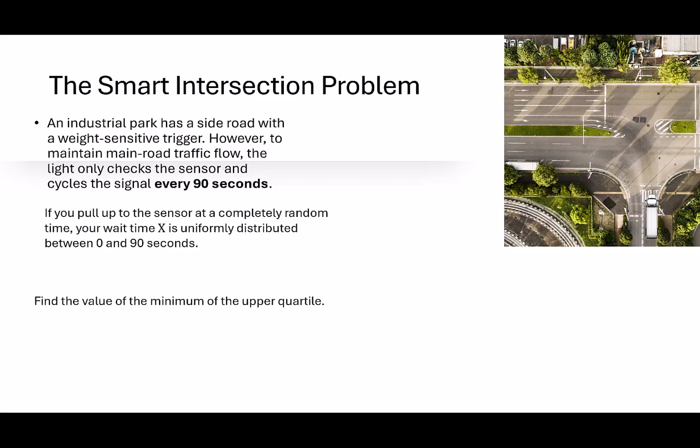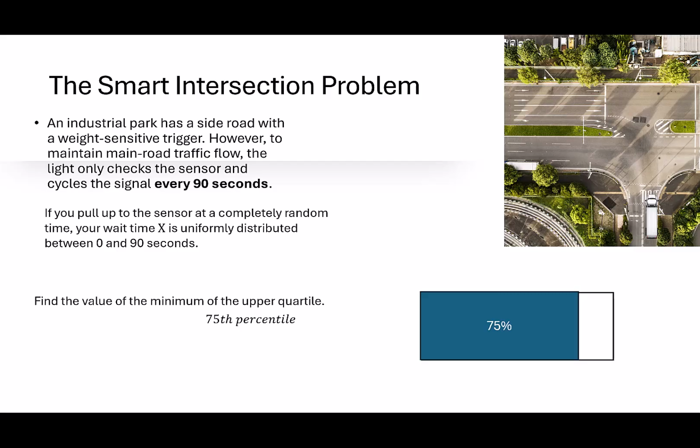Lastly, let's find the value of the minimum of the upper quartile. The minimum of the upper quartile is the 75th percentile. To find this value, we'll multiply 0.75 times 90 to get 67.5 seconds, which means that 75% of drivers will wait at most 67.5 seconds for the light to turn green.